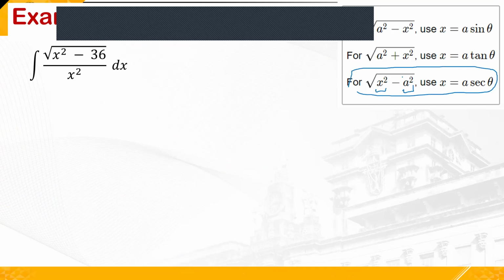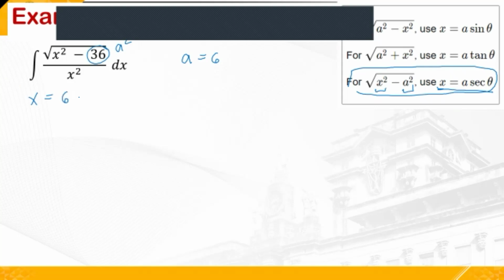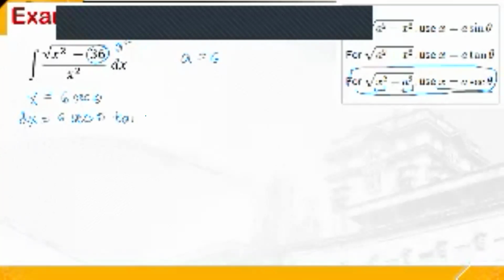Kasi andun yung x squared minus 36. So we have identified this as our a squared. Ito yung a squared. That means our a is 6. This template, our x is 6. Ano daw? 6 secant theta. And so our dx is 6 secant theta tan theta d theta. Tapos yung atin namang radical, the radical x squared minus 36 will eventually become 6 tan theta.